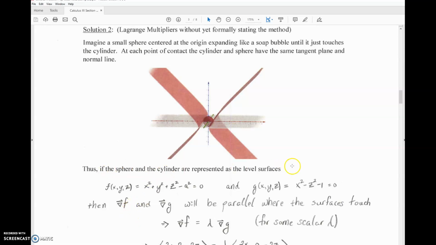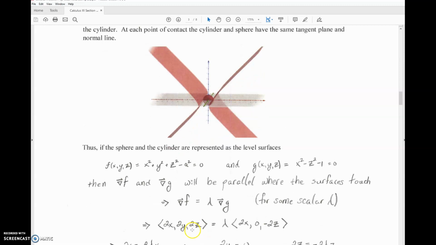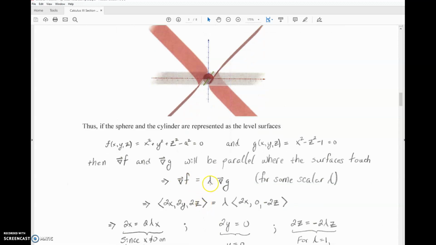Then if I think of them as level surfaces, the gradient of f and the gradient of g will be parallel where the surfaces touch, because remember these are orthogonal to the level surfaces, and the level surfaces just touch right there. So that means that if they're parallel, they're some scalar multiple of each other. So the gradient of f is going to be equal to lambda, for some scalar lambda, times the gradient of g. So this lambda here is what we call the Lagrange multiplier.